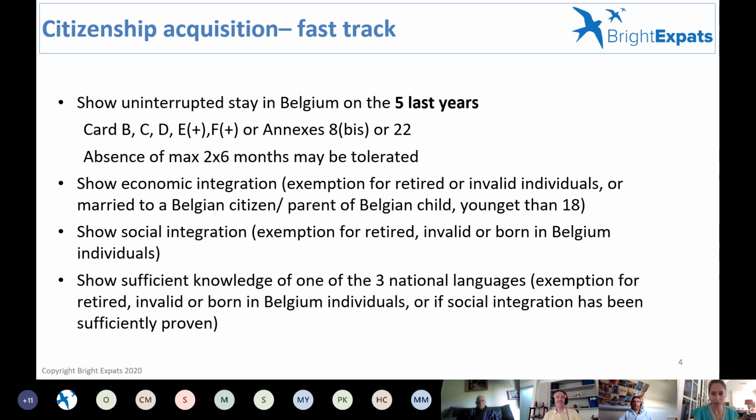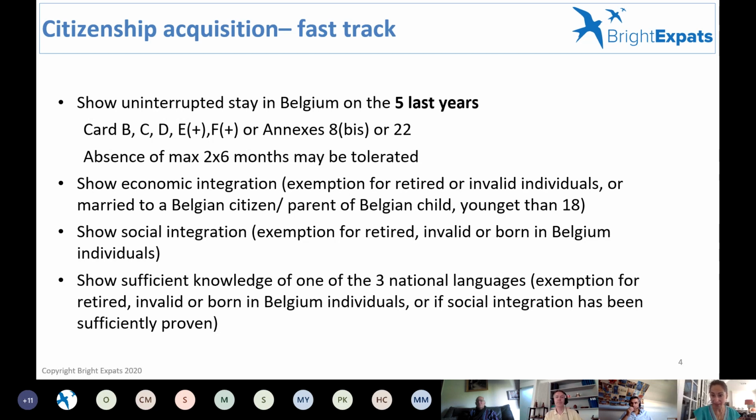Another thing that is very helpful to apply for citizenship is a residency record, which is actually a certificate you can get from the town hall listing all addresses where you have stayed in Belgium. You can have twice an absence of 6 months in those five years. That can be tolerated within the citizenship application procedure. You also need to show sufficient economic integration. Did you contribute to the community? Did you contribute to society economically? How can you show that?